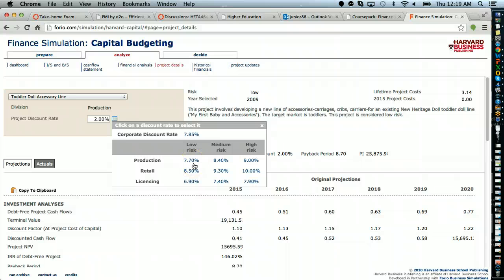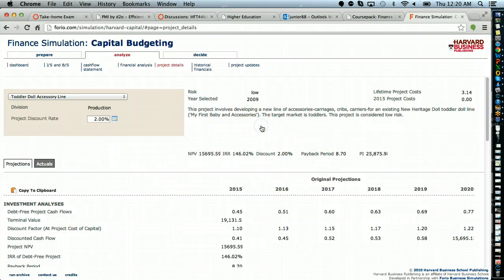In my situation, you don't have to use the production division. You can use the division for retail or licensing, but because I chose production, it gave me a higher NPV than using retail or licensing.